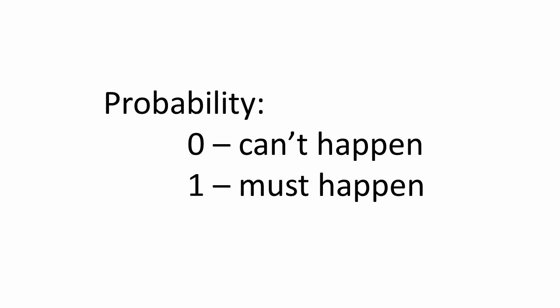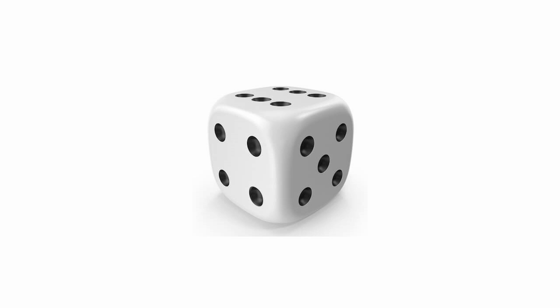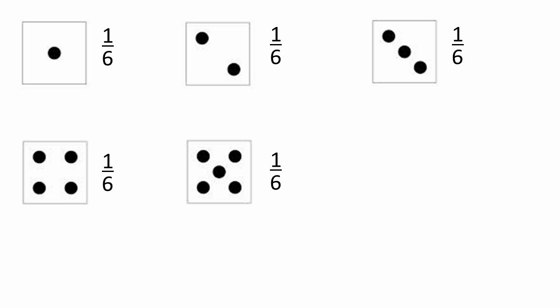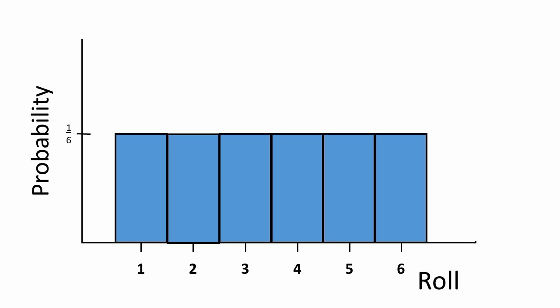Take as an example the rolling of a fair six-sided die. What's the probability of rolling a 1? That's 1 out of 6. What's the probability of rolling a 2? 1 out of 6. A 3? 1 out of 6. Every number from 1 to 6 has a 1 in 6 probability of coming up when I roll the die. I can graph the probabilities this way.